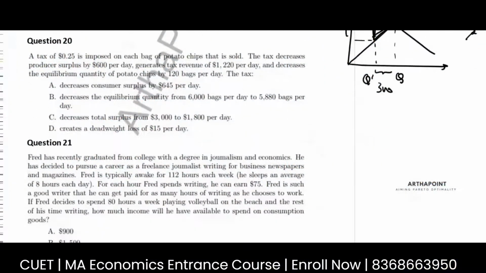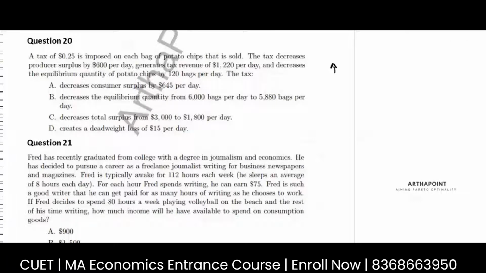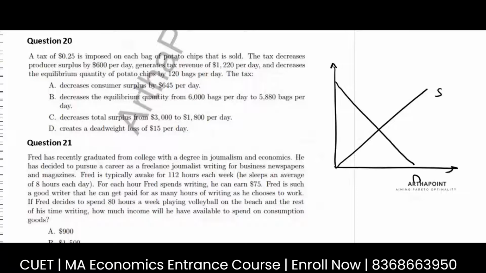A tax of 0.25 is imposed on each bag of potato that is sold. The tax decreases producer surplus by 600 per day. So these are all permutation combinations of different parts. I have a supply curve and a demand curve, and the tax reduces producer surplus by 600, generates a tax revenue of 1220. So what will I do?